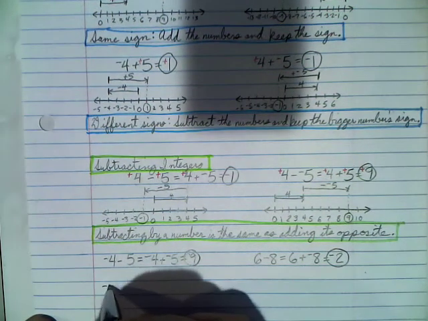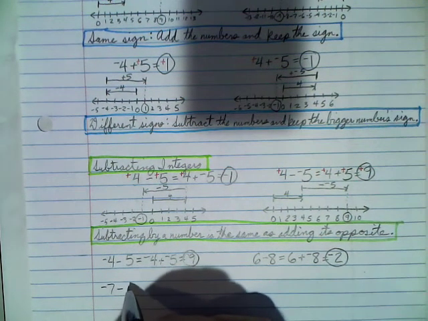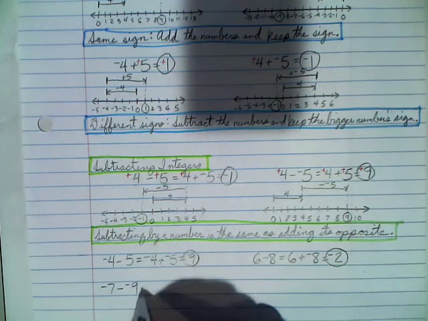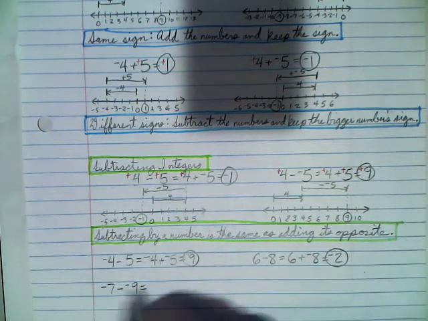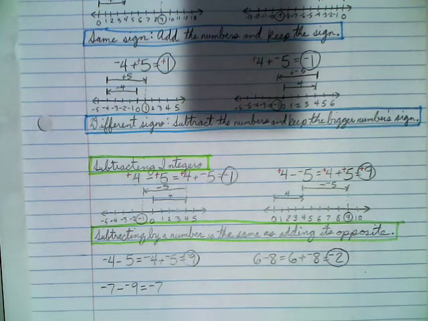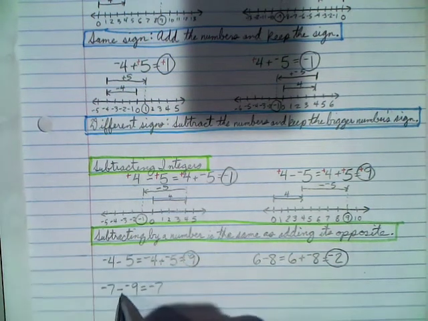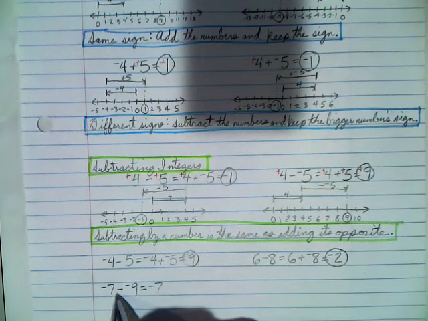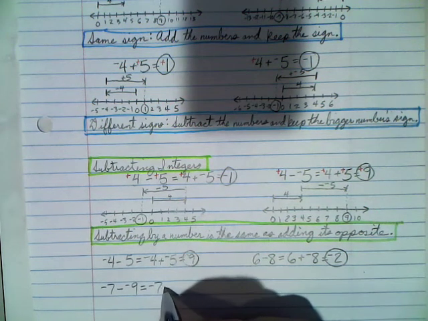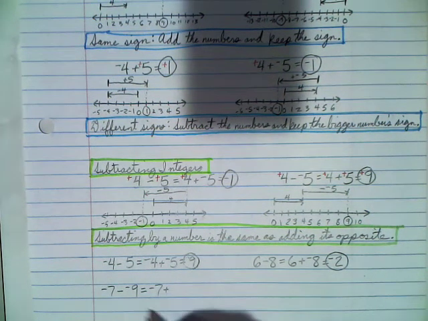If we try a negative 7 minus negative 9, the first number always stays the same. So negative 7 is negative 7. But then minus the number becomes plus its opposite. So plus, and then the opposite of a negative 9 is a positive 9.